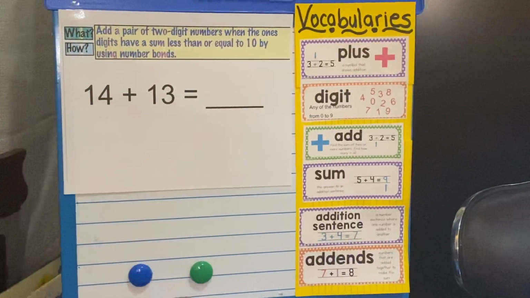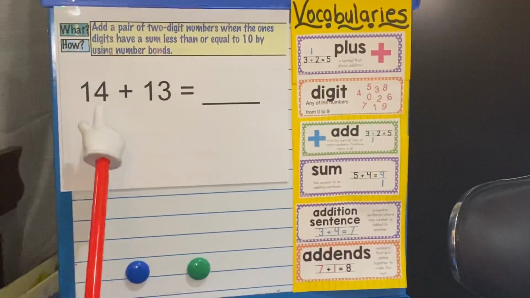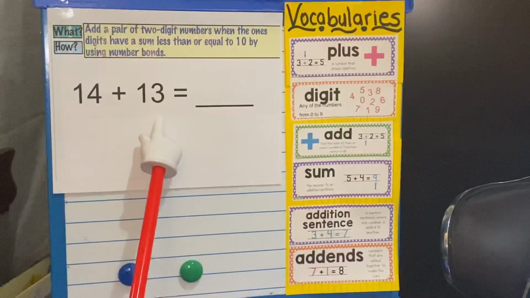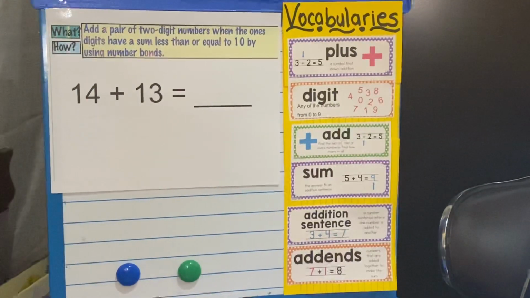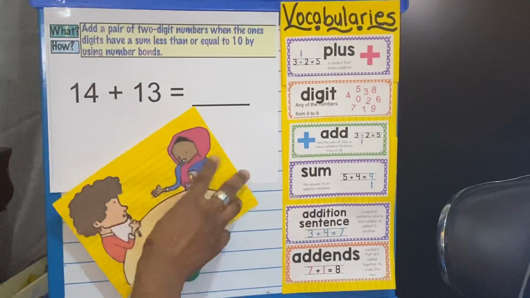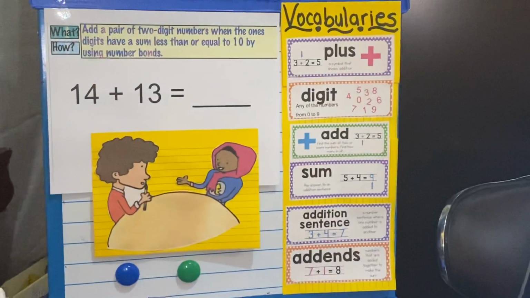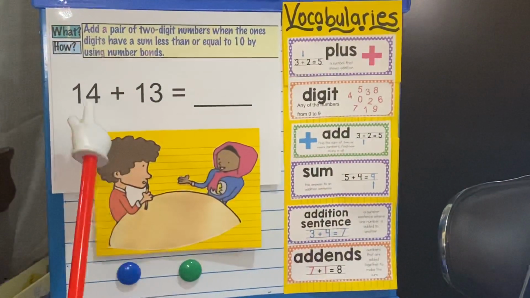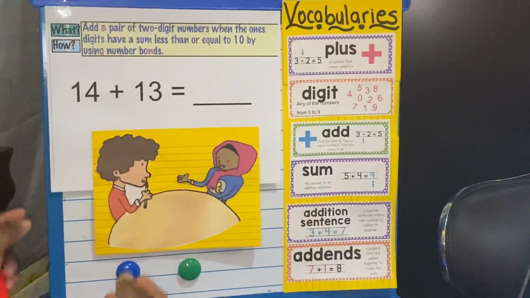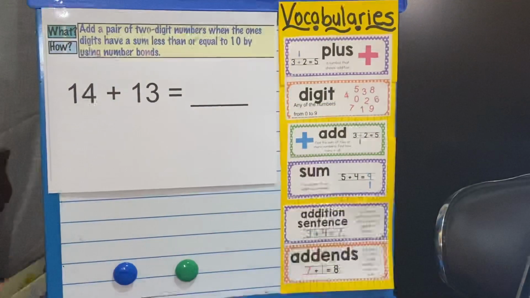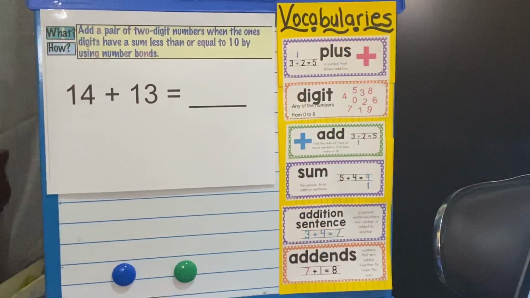Let's take a minute. What do you notice about the numbers in the ones place? What do you notice about the 3 and what do you notice about the 4? If you were to combine them and add them, what do you notice? Turn and talk to someone at home. If you don't have anyone, think to yourself. If you were to add 4 plus 3, what do you notice about those two numbers? Yes, their sums add up to less than 10.